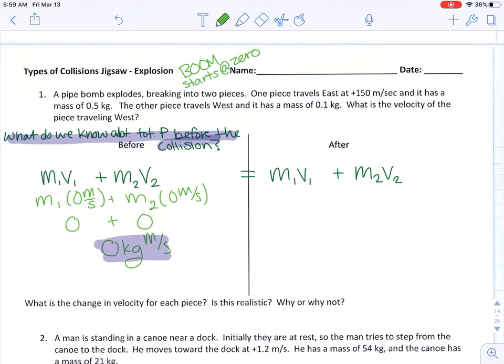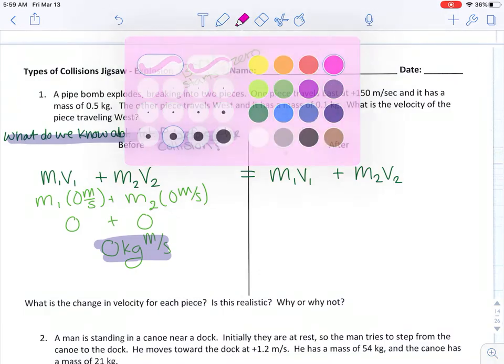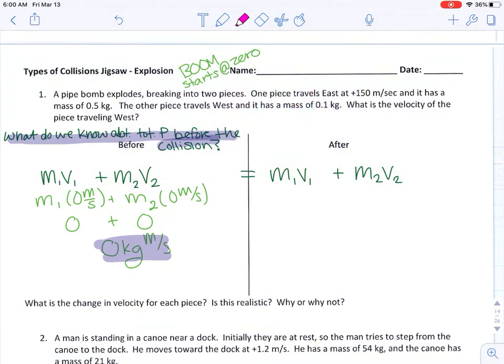All right, then we're going to move on to actually reading through our problem and getting that part all figured out. So we've got a pipe bomb that's exploding and breaking into 2 pieces. So that's why we only need 2 pieces on the right side of our equation. If it had broken into more pieces, we could have added to infinity over on the right side.